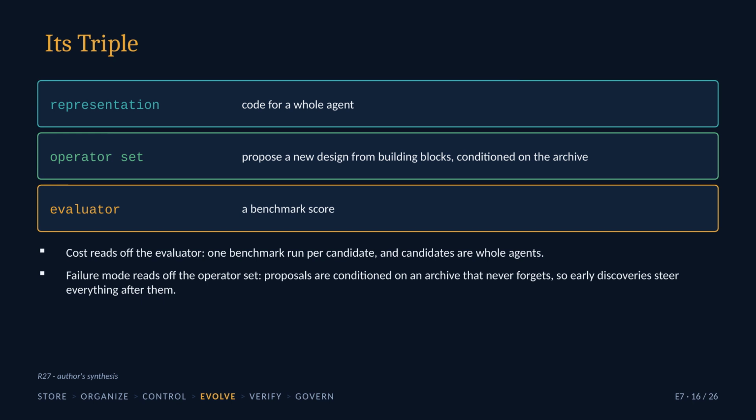agent. Failure mode reads off the operator set, proposals are conditioned on an archive that never forgets, so whatever is discovered early steers everything that comes after it. Neither of those required an experiment to see. 2 predictions, both made from 3 lines of description, both checkable against the paper.